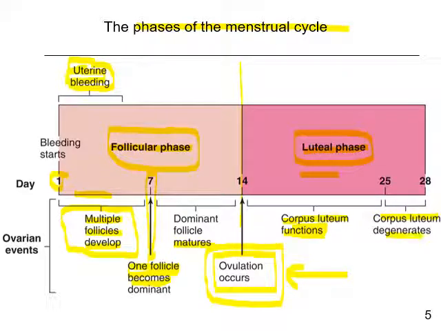If there is no fertilization and there is no implantation of a fertilized oocyte, the corpus luteum does not receive a signal to sustain itself, and it degenerates. The degeneration of the corpus luteum leads to degeneration of the endometrial lining of the uterus, which leads to uterine bleeding at the end of the luteal phase and at the beginning of the next menstrual cycle.